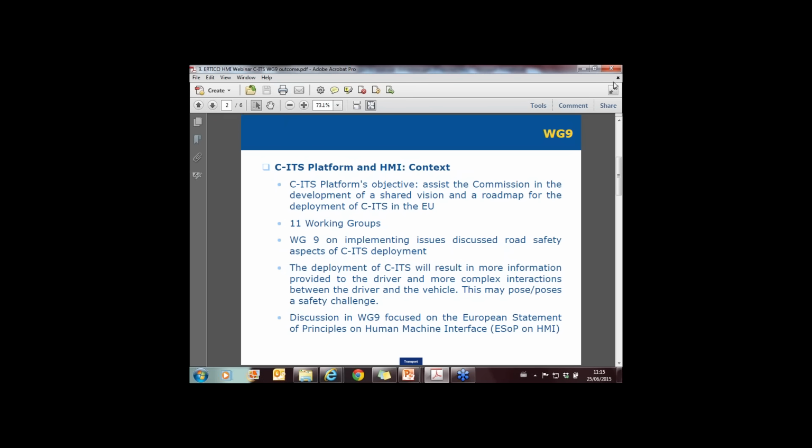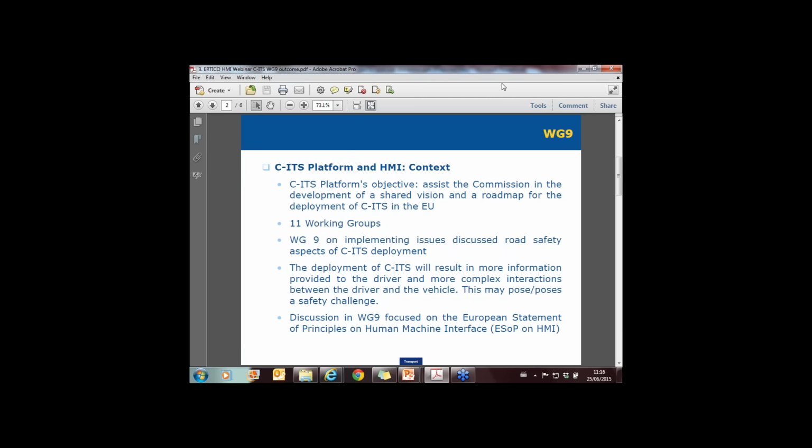It was organized in 11 working groups, and one of them, Working Group 9 on Implementing Issues, discussed various topics. In fact, it was a working group a little bit with odds and ends of everything. But one of the main aspects discussed there was road safety. Now, the perspective is the deployment of CITS. What are the opportunities and threats in terms of road safety? And of course, road safety is a very big topic, but we wanted to look at it from that perspective.